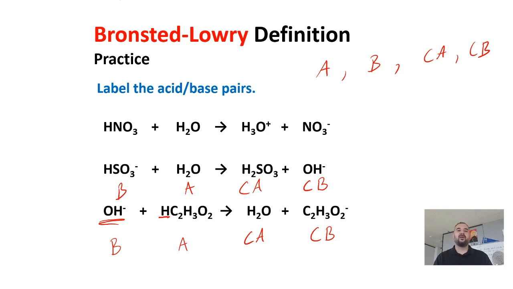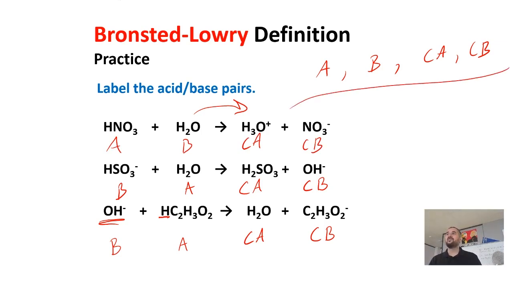So what I wrote up here ended up being right. So H2O becomes H3O plus. So this is our base. This is our conjugate acid. This is our conjugate base. And then this is our acid. Like, I just threw stuff randomly and I got it right. Like, these are really easy questions.